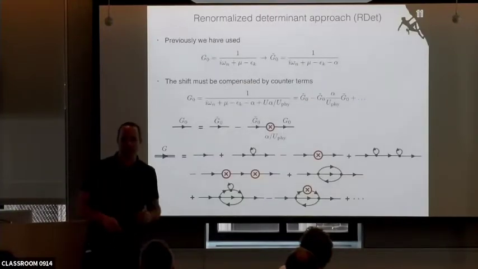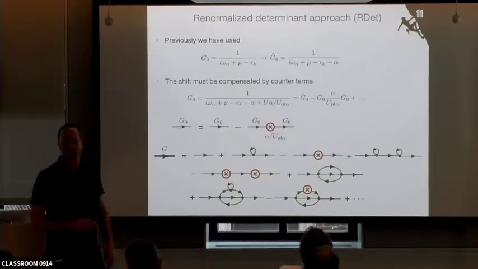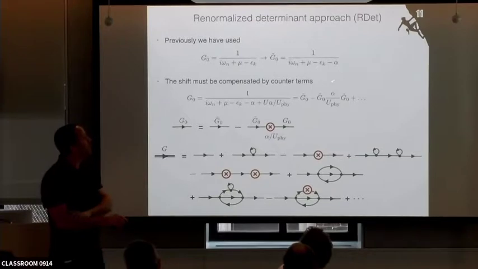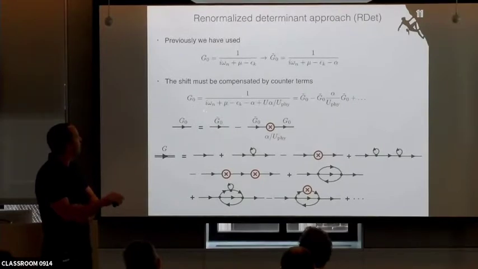Now go to the next method, RDET, which is basically a generalization of what I was telling earlier, of this freedom to change the bare propagator. So let me just say how this exactly works. How do you counter the terms that you introduce when you do this? So imagine my original bare propagator. I write it like this.